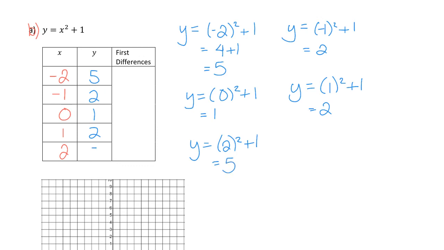Okay, next I'm going to calculate those first differences. So here I have 5 minus 2, which is 3. Here I have 2 minus 1, which is 1. 1 minus 2 is -1. And 2 minus 5 is -3. So because these are all different, this is not linear.